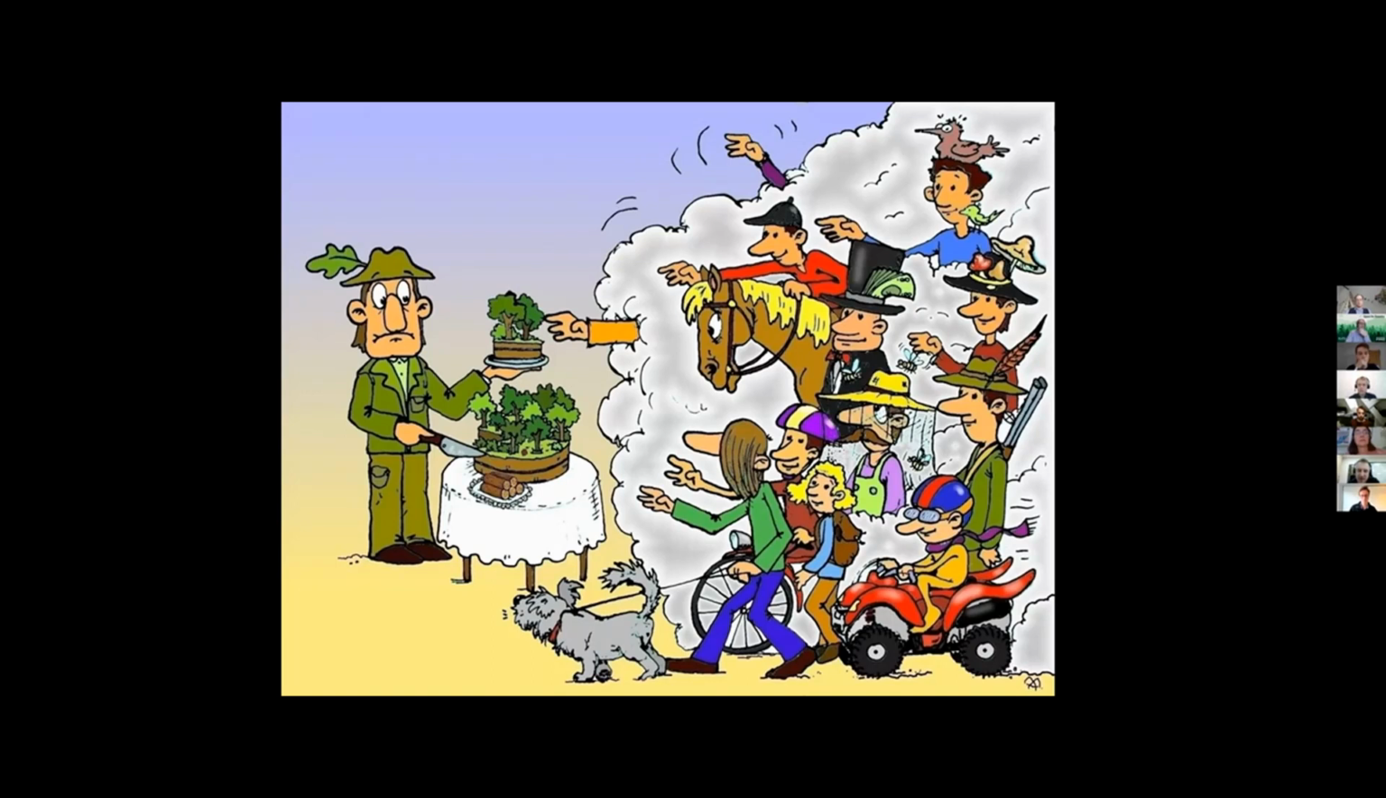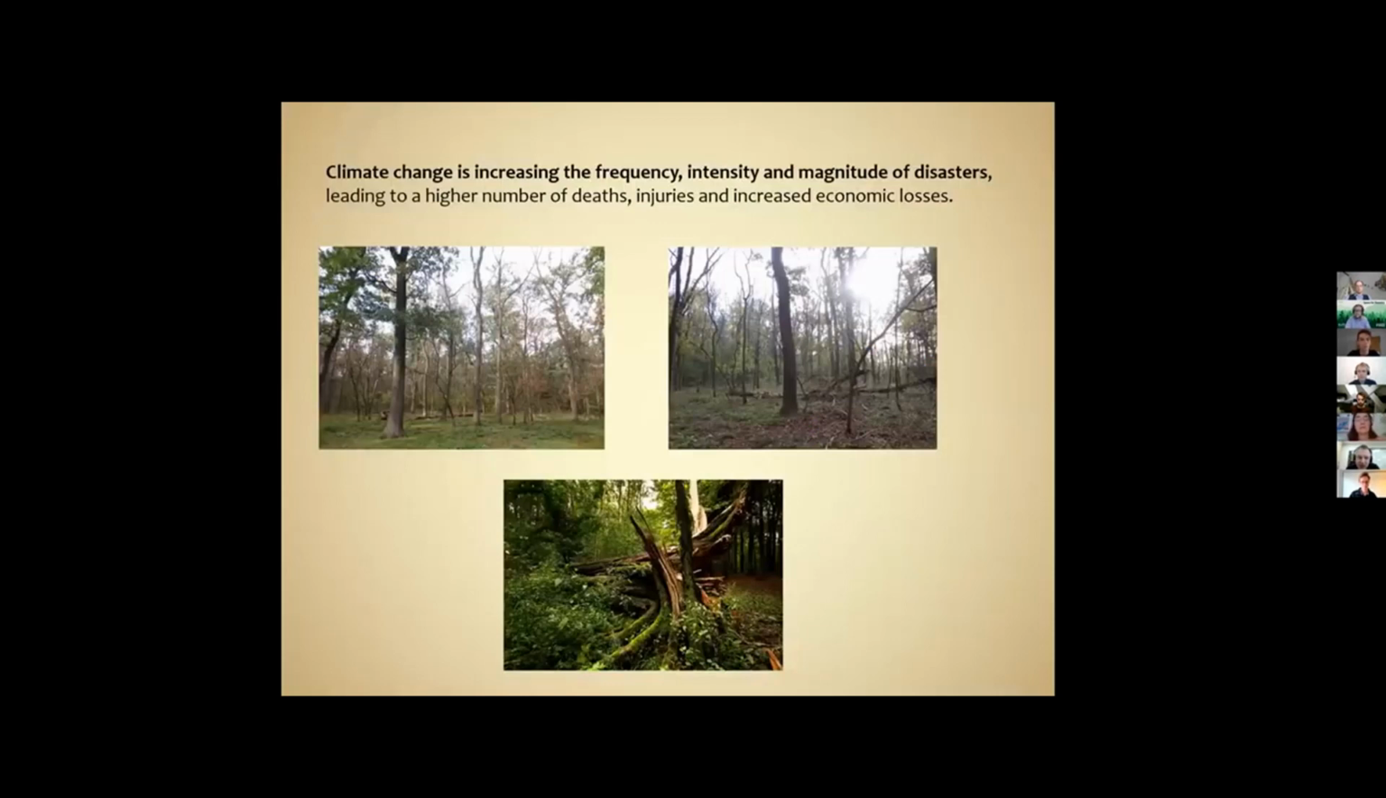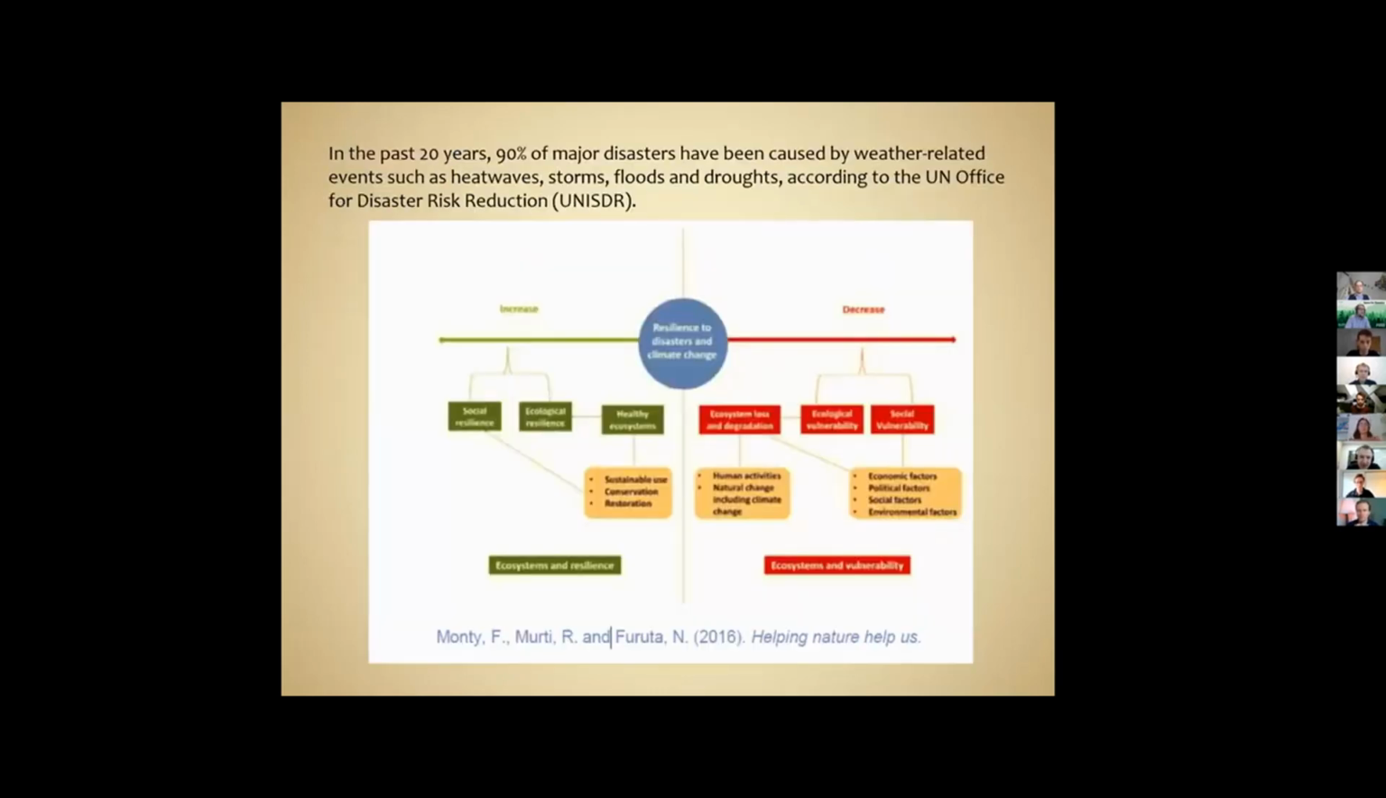Forest managers must organize forest management in a way to fulfill all these demands, or at least most of them. The situation is more complex when we take into account climate change. Climate change is increasing the frequency, intensity, and magnitude of disasters, leading to a higher number of deaths, injuries, and increased economic losses. This is especially reflected in the forest, and in these pictures, there are some examples of negative effects of climate change. In the past 20 years, 90% of major disasters have been caused by weather-related events such as heat waves, storms, floods, and droughts, according to the United Nations Office. We need to increase resilience to disasters and climate change, and on the other side, decrease vulnerability of forests and ecosystems.